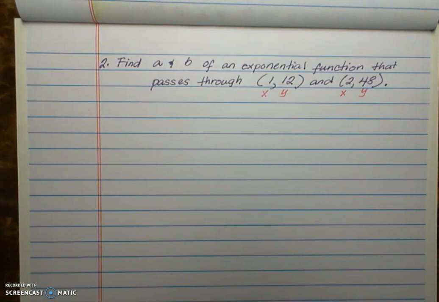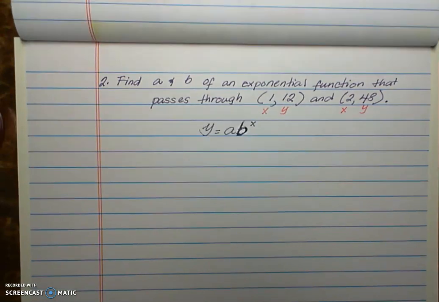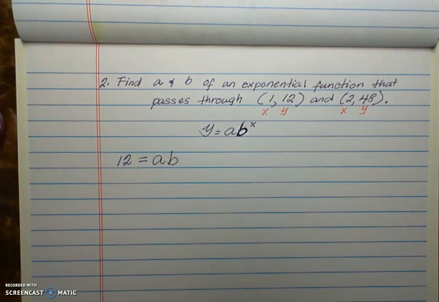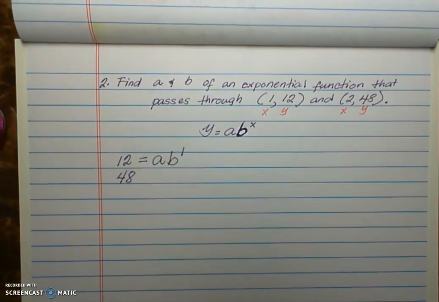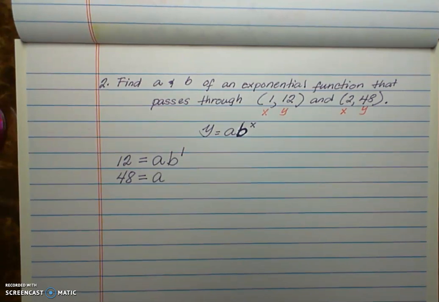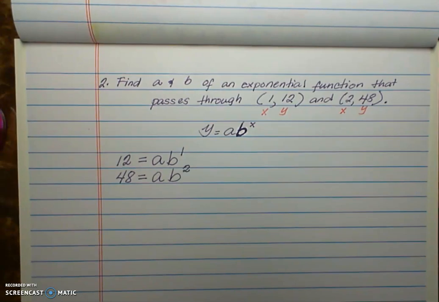Find a and b of an exponential function that passes through points (1, 12) and (2, 48). Let us begin. First step is to label your points. Next step, substitute your values for x and y into the equation. So for the first point, y is 12 equals a b to the power of 1. Equation number 2, y is 48 equals a b squared.